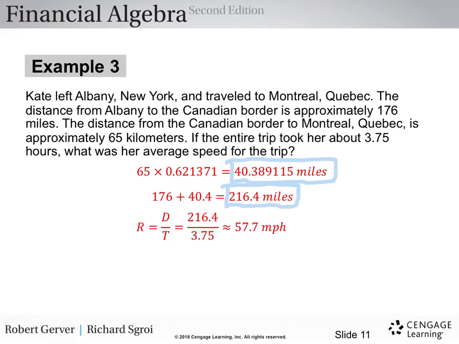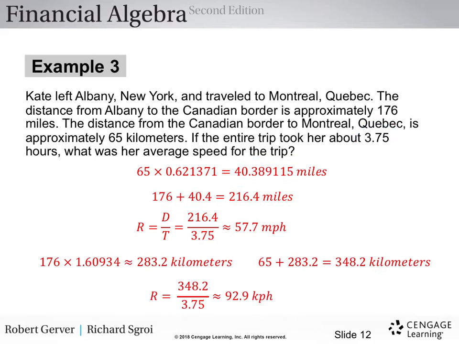Now again, we're going to be using distance equals rate times time, but this time we're going to solve for rate or speed. So rate is simply equal to distance divided by time. So the distance we know is 216.4 miles. We figured that out. And we know her trip took about 3.75 hours. So we divide that by 3.75, and we come out with her average speed of 57.7 miles per hour. Now that is using our standard measurement system.